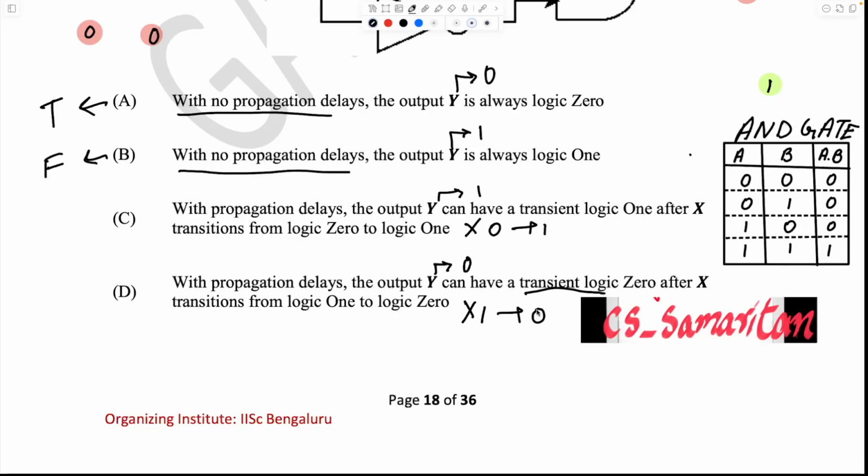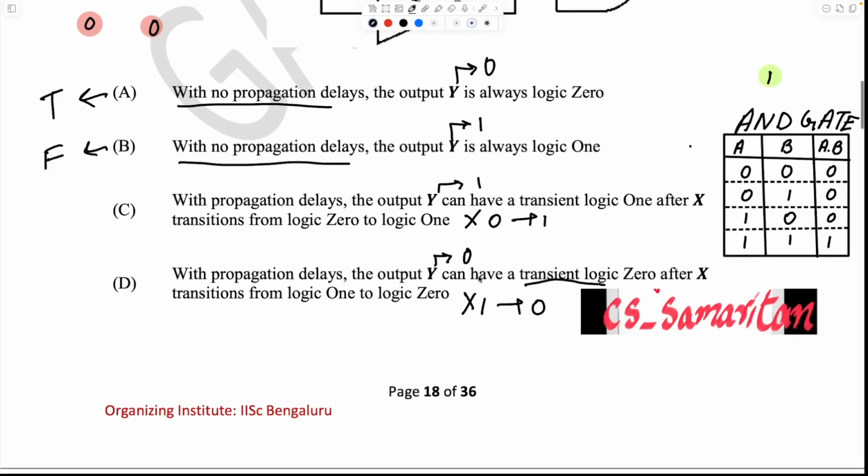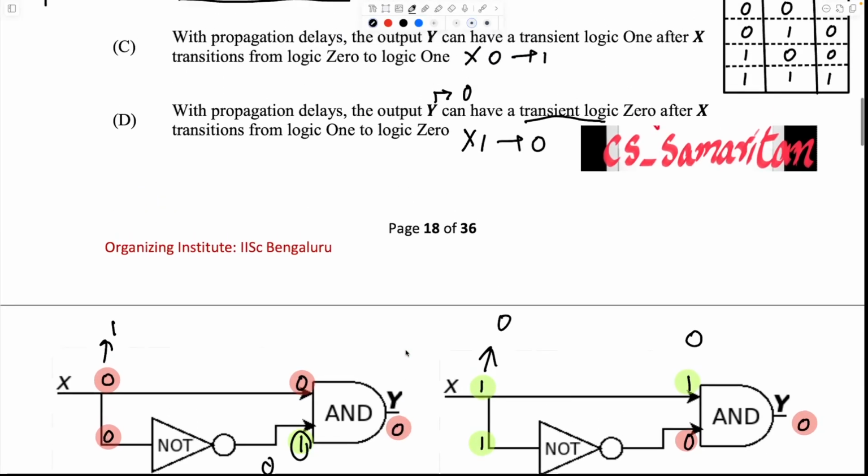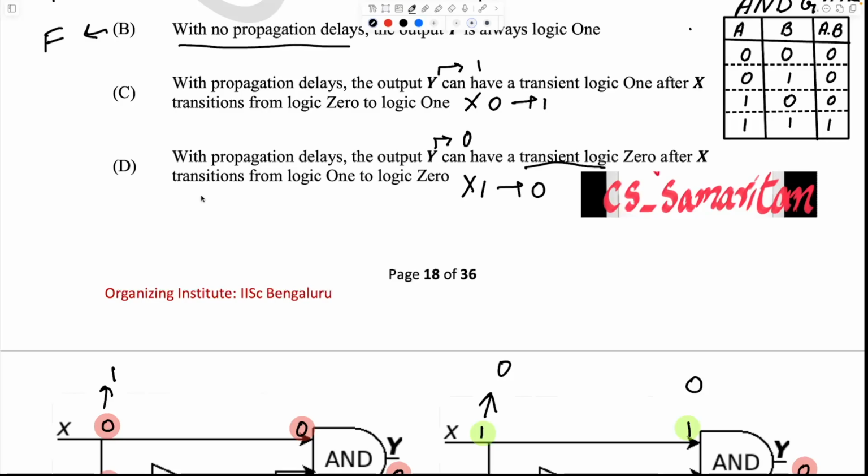That is the case which is being presented. Now our analysis till now showed that y always tends to become 0 when the whole of this logic circuit stabilizes, right? But here in option D they are suggesting that y is becoming 0 for a transient logic, I mean for a very short amount of time, right?